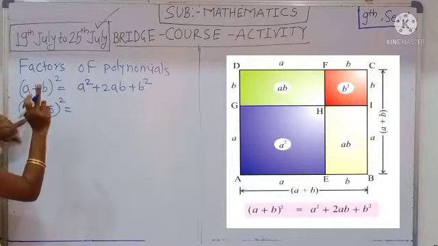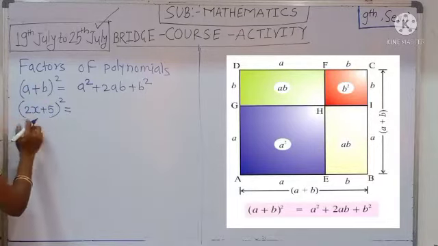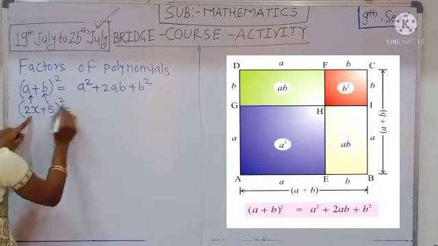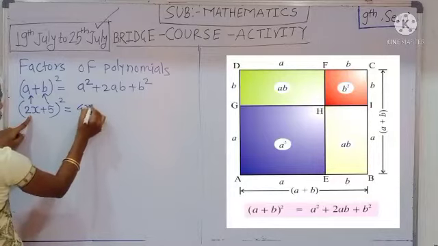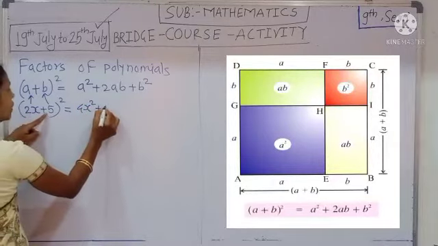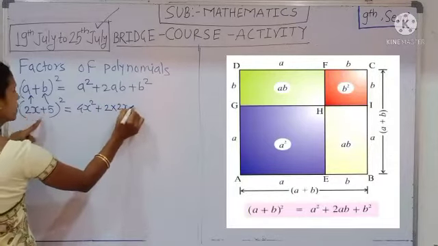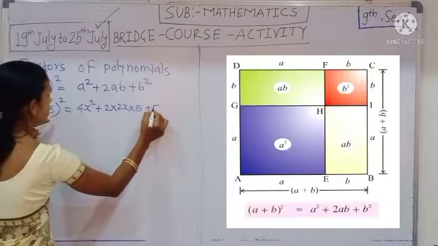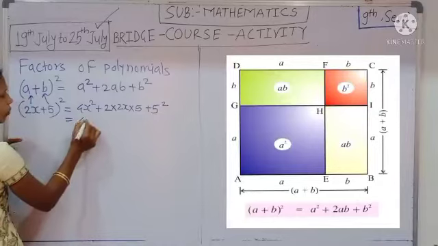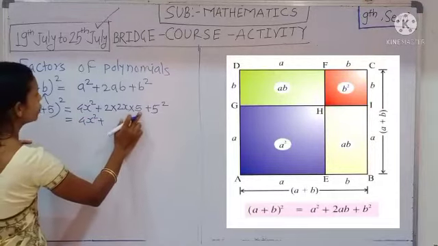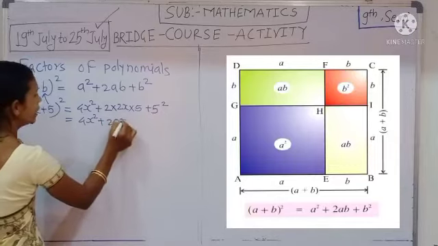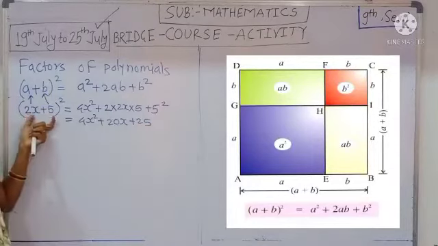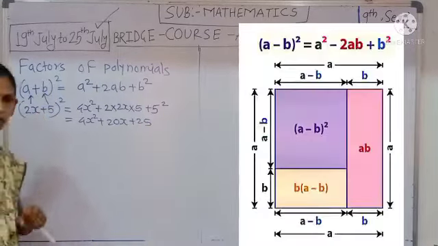Then here 2x is the first term, 5 is the second term. That means here 2x is a and 5 is b. Therefore here a square means (2x) whole square, that is 4x square, plus 2 into first term into second term plus square of second term, that is 5 square. Therefore here 4x square plus 2 into 2 into 5, that is 20x, plus 5 square, 25. That is the expansion of the given algebraic expression.